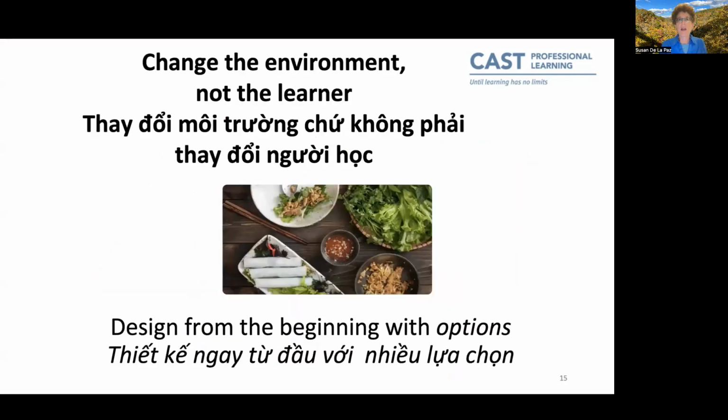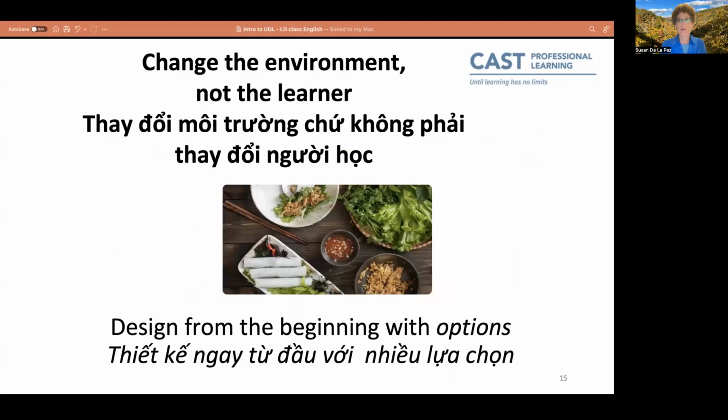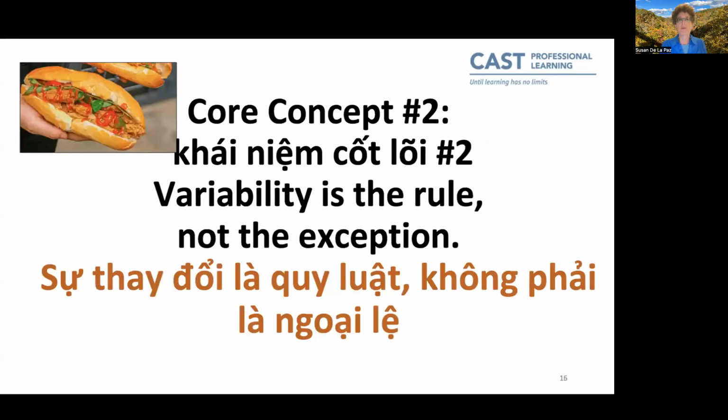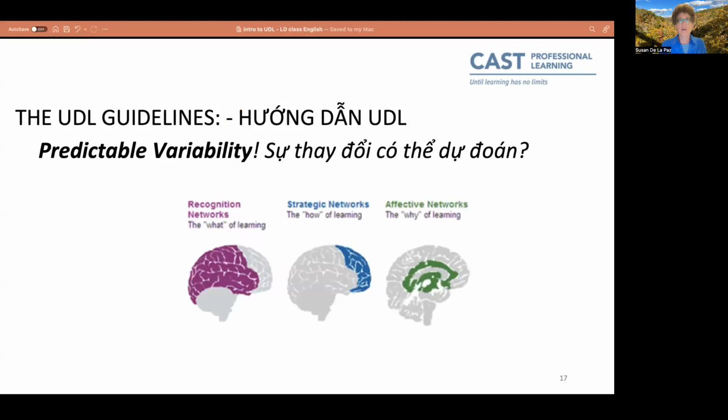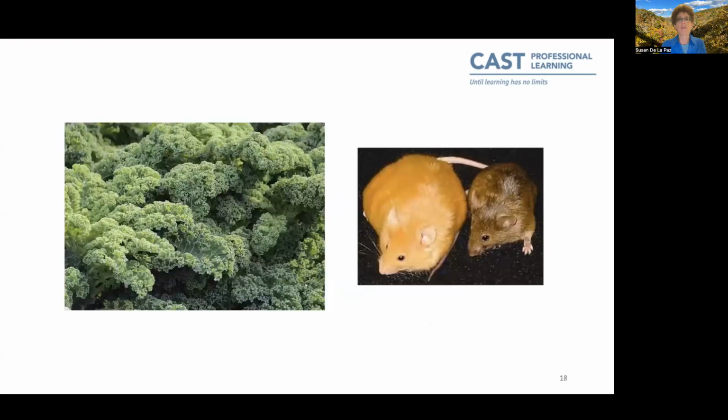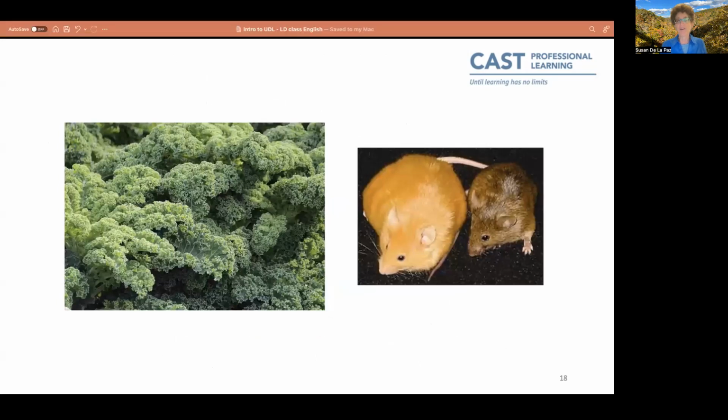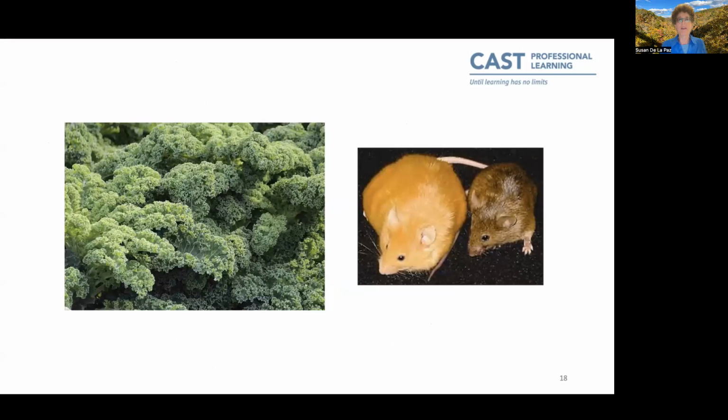Okay, so what do we do with variability always being there? We change the environment, not the learner. We design from the beginning with options. So if core concept number 2 is that variability is always the rule, we have to predict variability. We have to know that it is predictable, and we're going to use our UDL guidelines to offer choices to our learners.